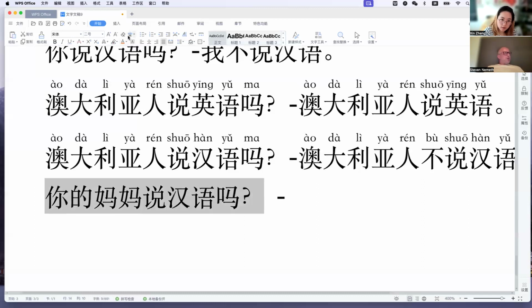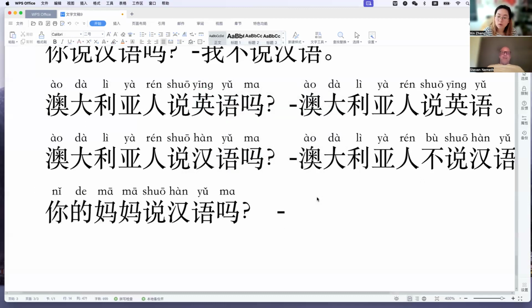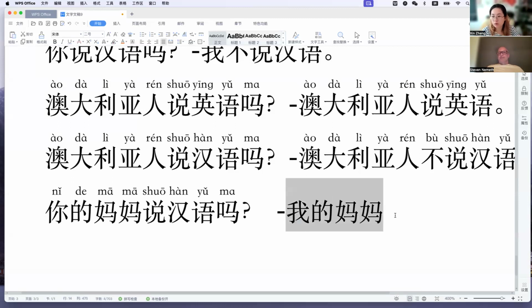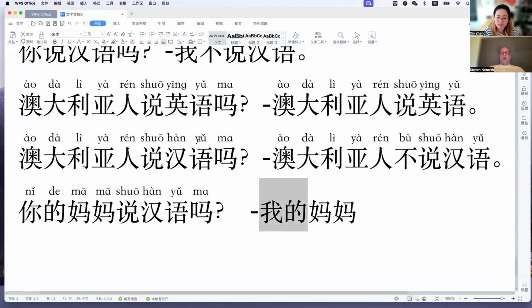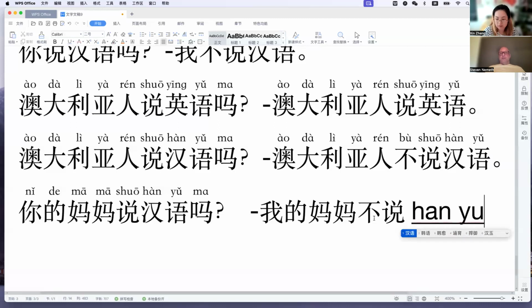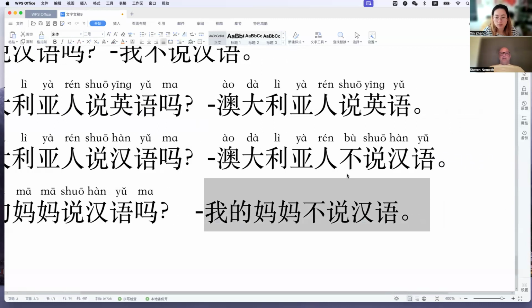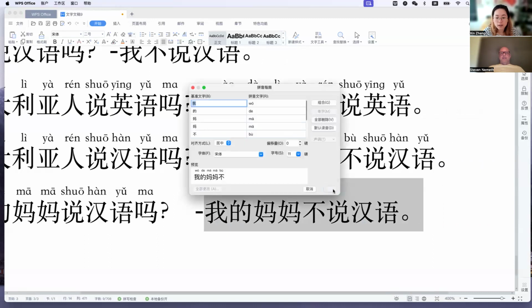Next question. 你的妈妈说汉语吗？ Does my mother speak Chinese? Hang on. 我的妈妈不说汉语。Your mom is a person already, so you don't need to add a 人. Okay. 我的妈妈不说汉语。Yeah, perfect. Okay, great.